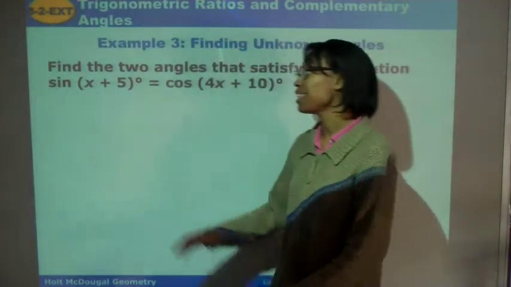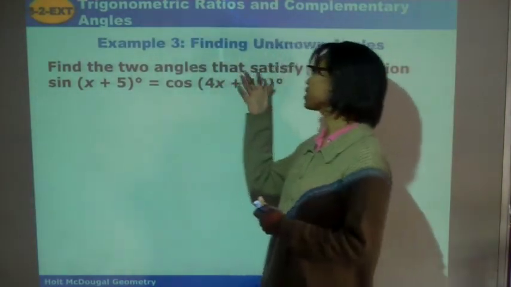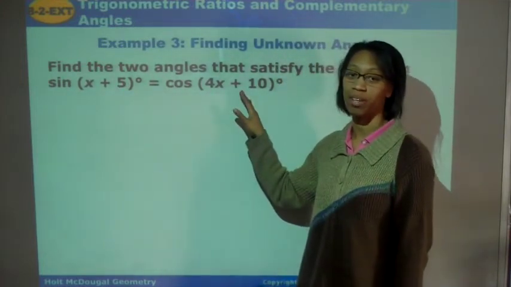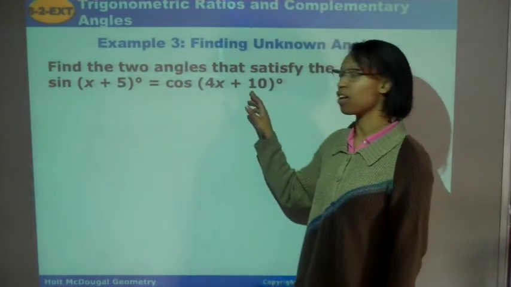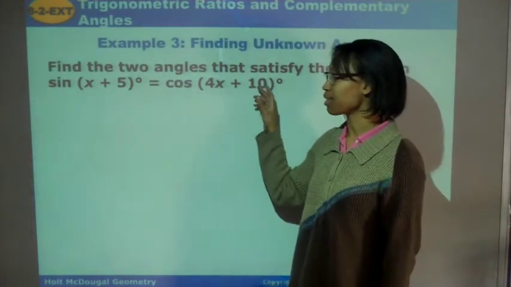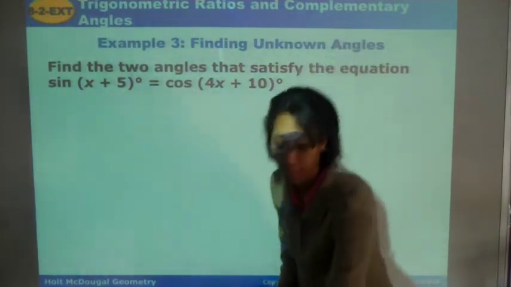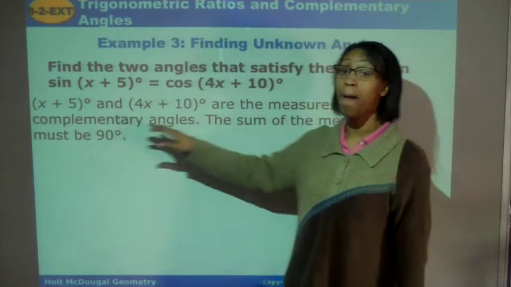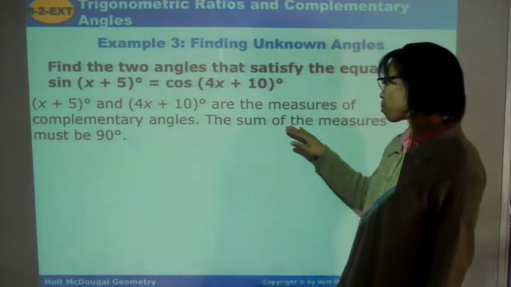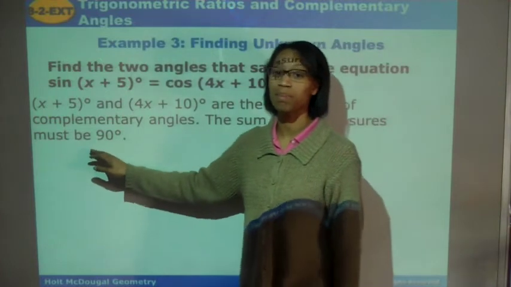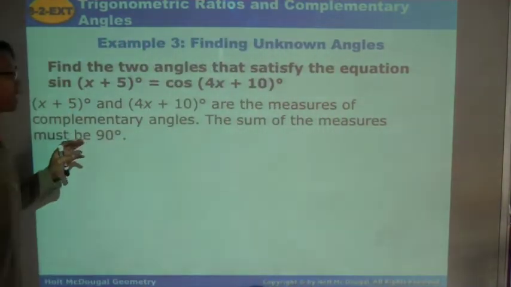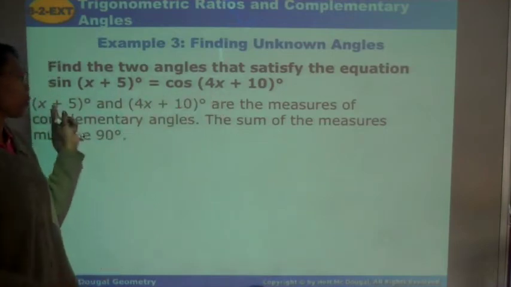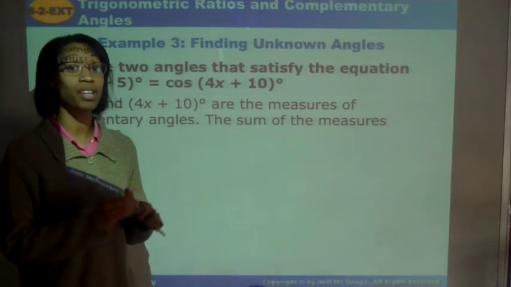Last example. Let's see if we can find the two angles that would satisfy this equation. I have a sine of something equals a cosine of something. Since I have a sine and a cosine like this, they're going to be complementary. These two are measures of complementary angles. The sum of the measure of the angles must be 90. So I'm going to set up an equation where I add them together to equal 90.